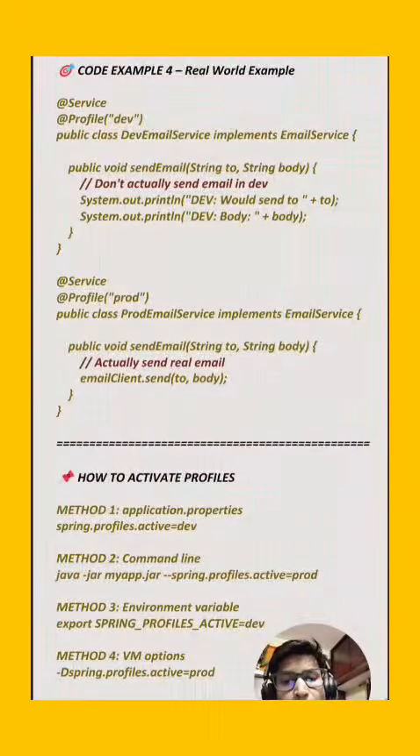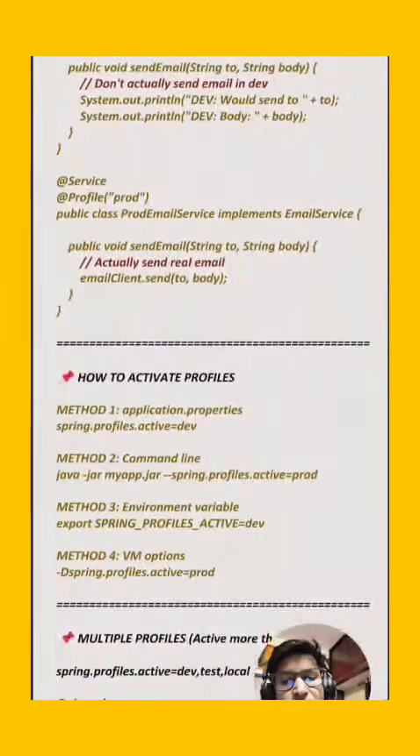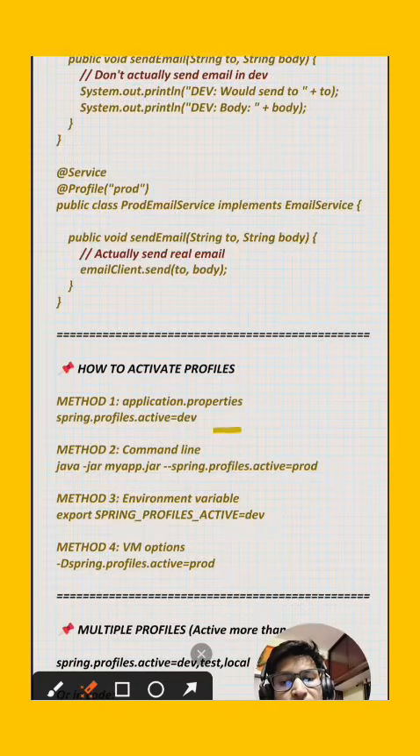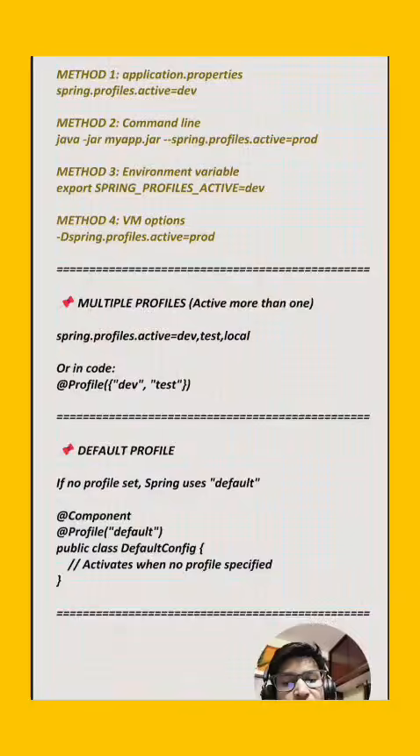We can activate the profiles by using the application.properties file or application.yaml file, and define it as spring.profiles.active equal to dev, UAT, or prod based on the specific environment. We can also activate profiles by using a command line argument, an environment variable, or VM options. If no profile is activated, then the default properties file will be active.